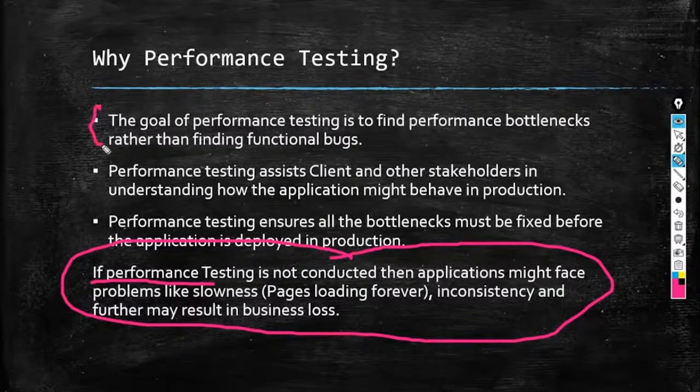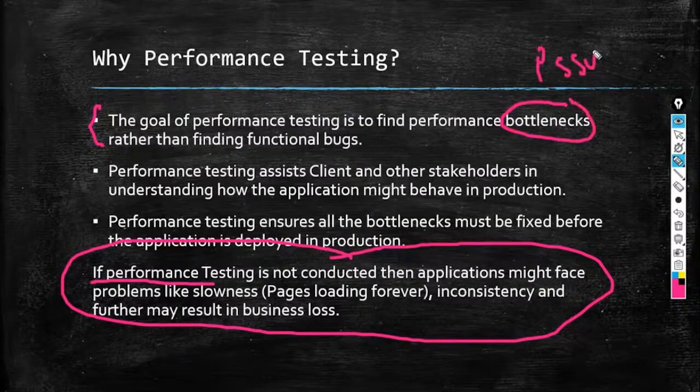Okay, and the first point is also very clear. The goal of a performance tester is to find performance bottlenecks rather than finding functional bugs. Functional bugs means functional defects. Here also, bottleneck means issues only. It's not something new, but the terminology that we use is bottleneck. If someone asks you what sort of bottlenecks you identified as part of your previous projects, you should understand that they are asking about the performance issues that we identified as part of our performance testing.